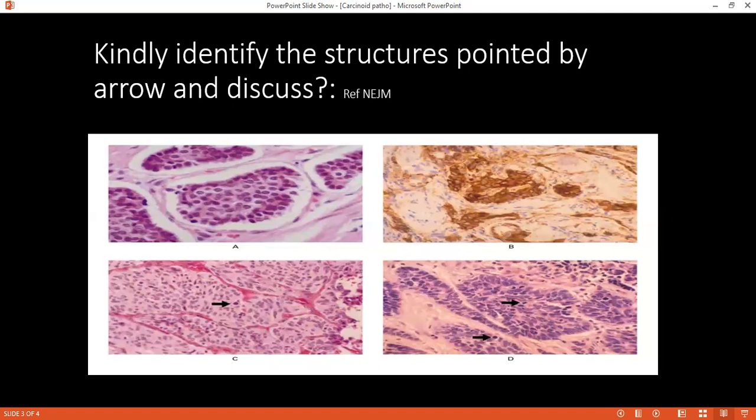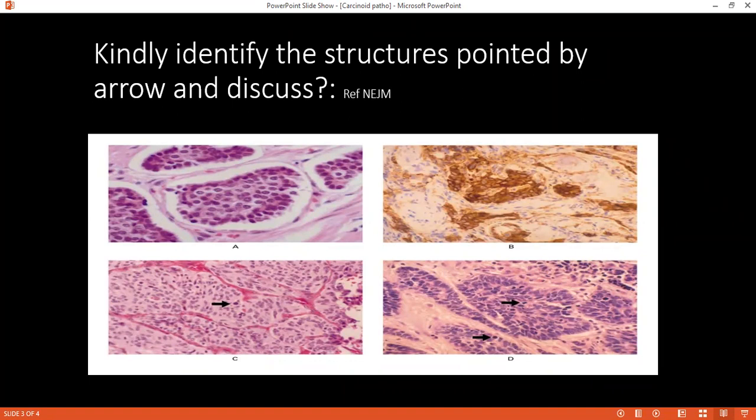These carcinoid tumors are slowly growing types of neuroendocrine tumors. Do you know any other types, any which are rapidly growing? No, ma'am, sorry, I will come to this question later.